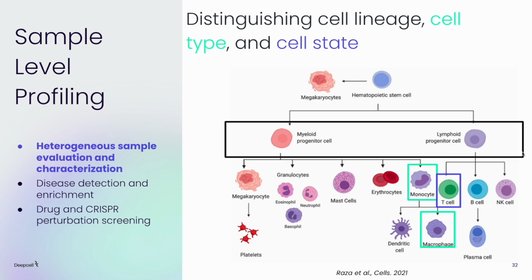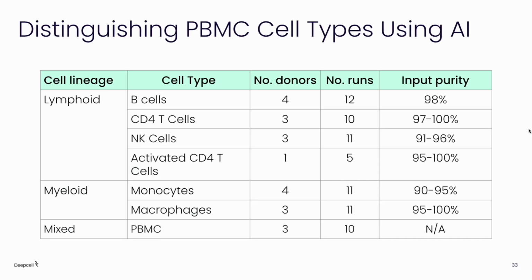In this next dataset, we'll show how REM-I imaging can distinguish cell lineage, type, and state in PBMCs. For this dataset, we've included B cells, CD4 T cells, NK cells, activated CD4 T cells, monocytes, and macrophages, which have been purified from multiple donors. These purified samples provide a ground truth reference against which we can compare images of unpurified PBMCs from three donors.